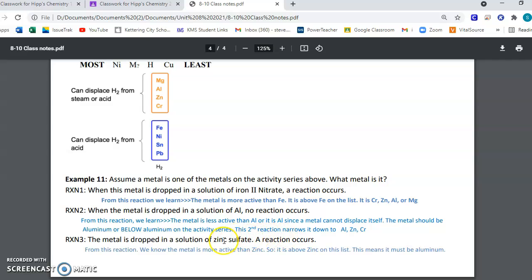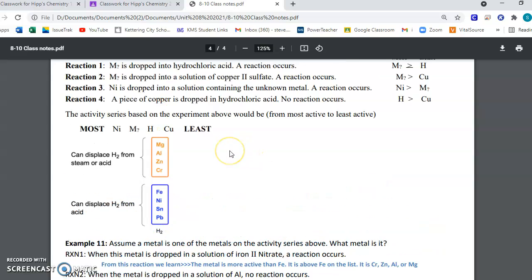If we drop the unknown metal in zinc and we see a reaction, we know the unknown metal is above zinc. We know it's not magnesium because when the metal was dropped in a solution of aluminum, it didn't react. If it was magnesium, it would have reacted. When we dropped the metal in zinc and we see a reaction, we know it's above zinc. That means the unknown metal must be aluminum.